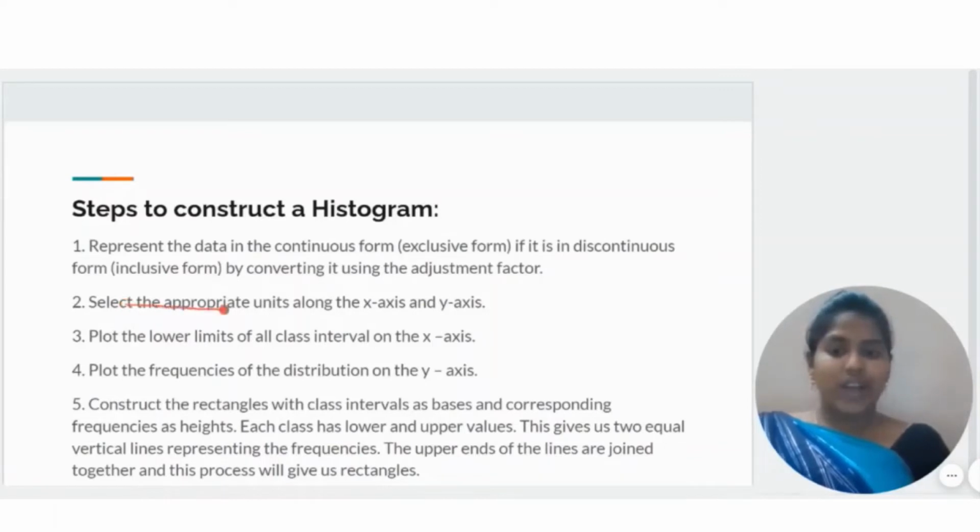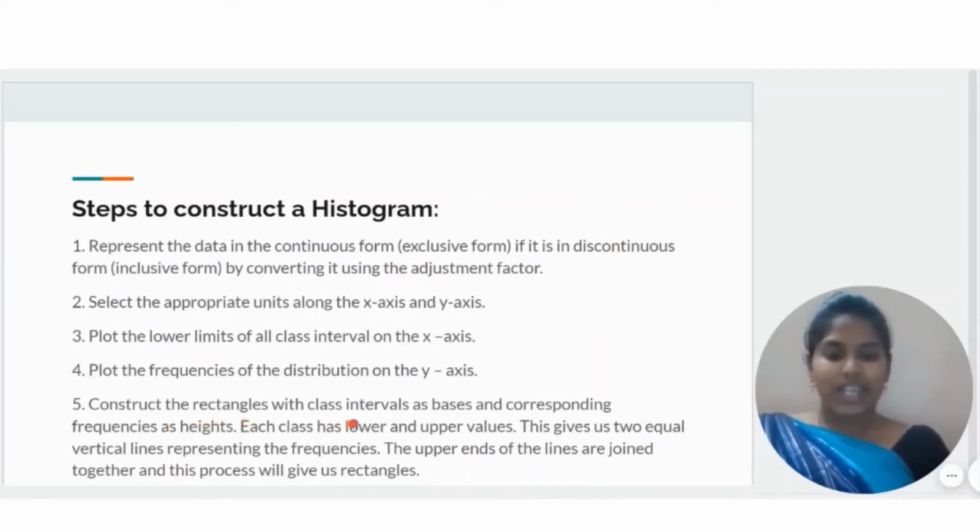Set appropriate units along the x and y axes. We should give an appropriate unit for the x and y axes. Plot the lower limit of the class interval on the x-axis. We should plot the lower limit on the x-axis, that means the horizontal line. Plot the frequency of the distribution on the y-axis. Frequency should be plotted on the y-axis, that means the vertical line.